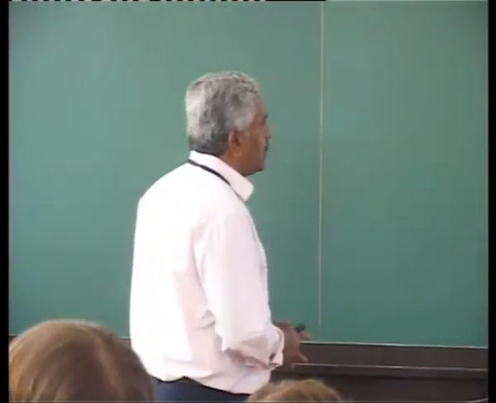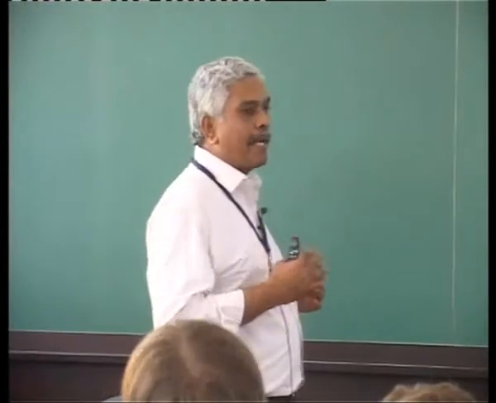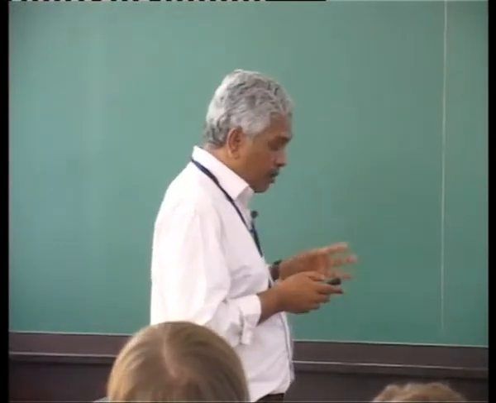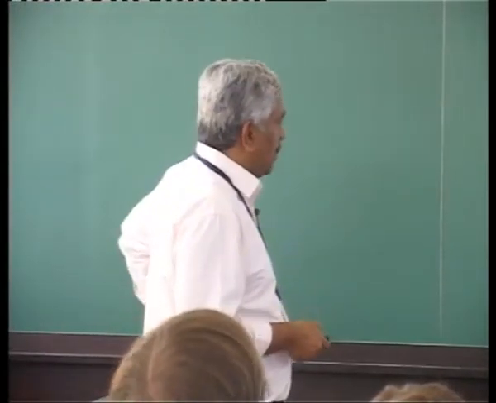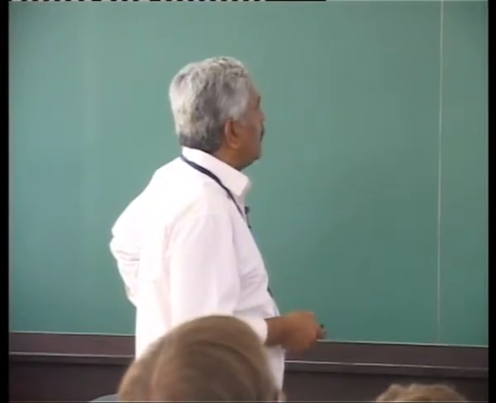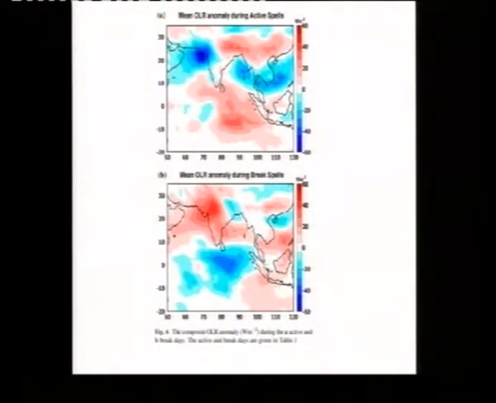So we also did a similar kind, but we did not see that propagation. We just took the composites for different active spells and the break spells. During active spells, if you composite the mean OLR anomaly, you get a negative anomaly here and a positive anomaly here, which shows a lot of convection here. But convection is suppressed over northeast India, and especially in the east equatorial Indian Ocean, which is important. So when you interpret our results, which I am going to show next, these results are very useful.